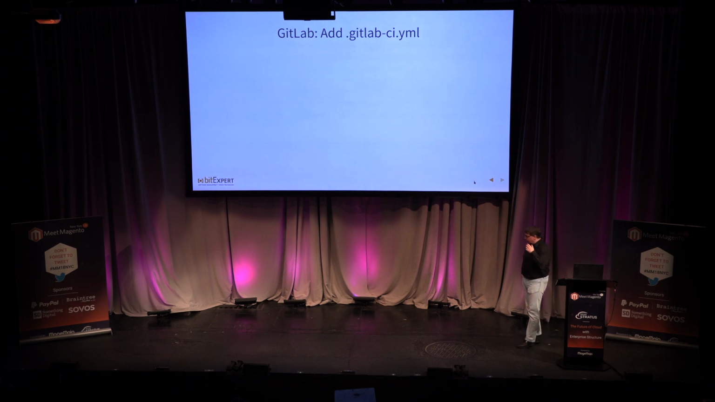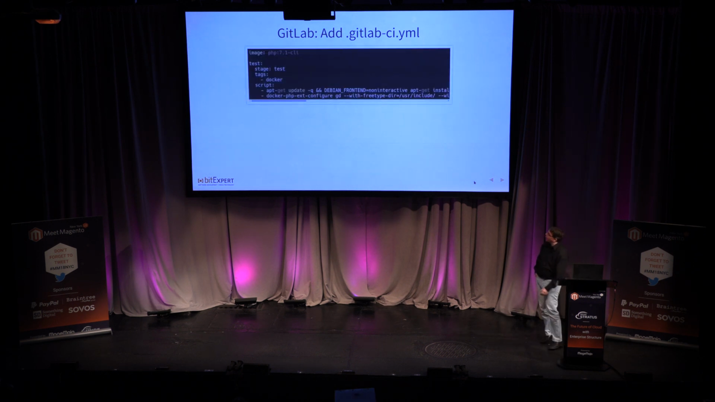Cool, but still, we don't have the build up and running, right? We need to do something. And the something is, we need to add this file, the .gitlab-ci.yml file. Now, if you're familiar with Travis and the like, this is pretty similar in general, but completely different if you go into details.